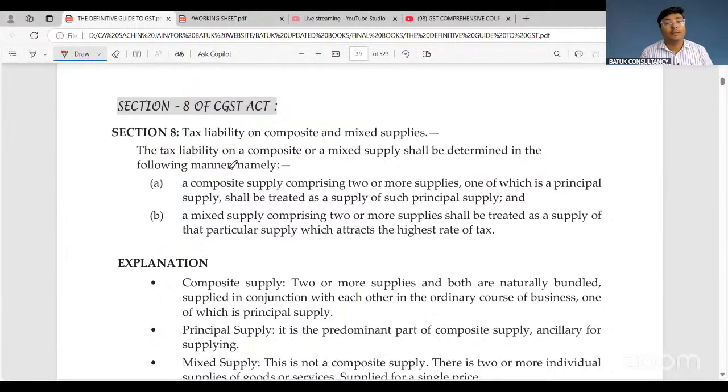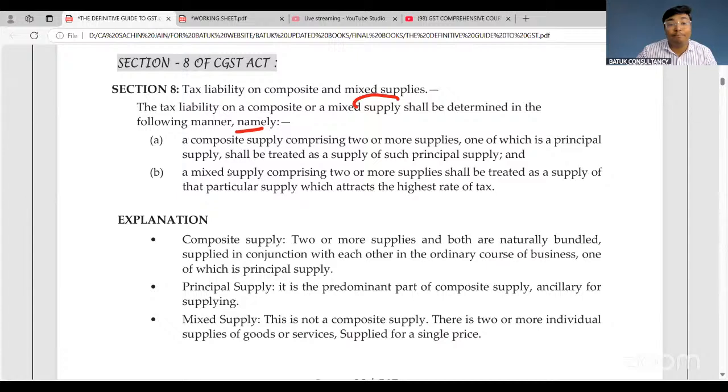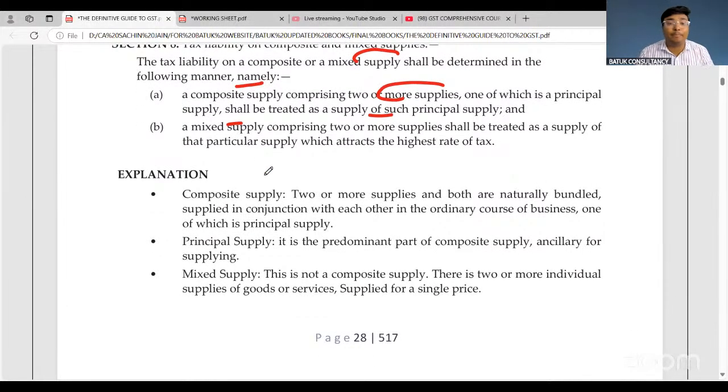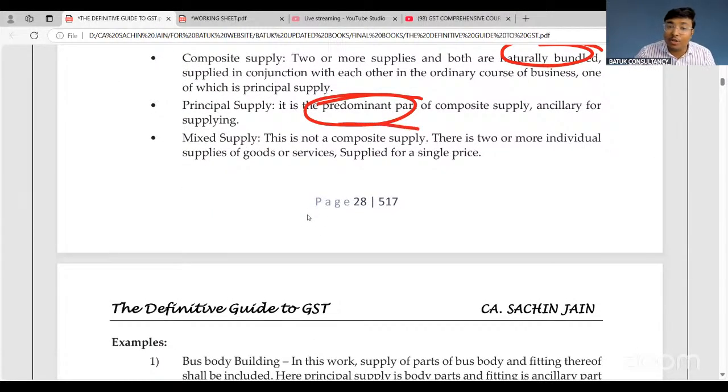Now, the tax liability on composite and mixed supplies shall be determined in the following manner. Two or more supplies, one is principal supply, another is ancillary supply. And a mixed supply, two or more supplies, is treated as the supply of the particular supply which attracts the highest rate. Okay. Composite supply, naturally bundled. Okay. Principal supply is the predominant part, you can say, and mixed supply is a particular supply which is not a composite supply. I am not going to read the complete PDF module. I am just going to highlight the things because we have already completed the same.